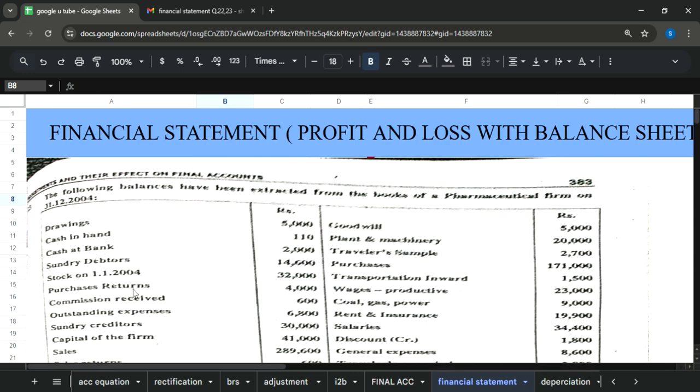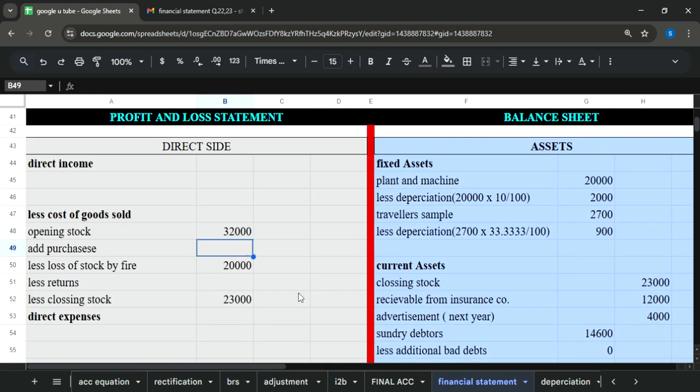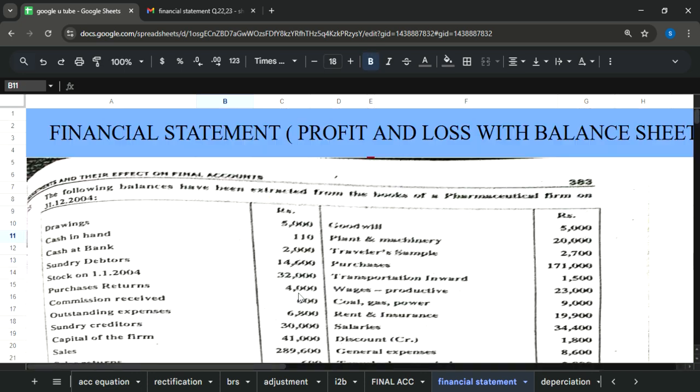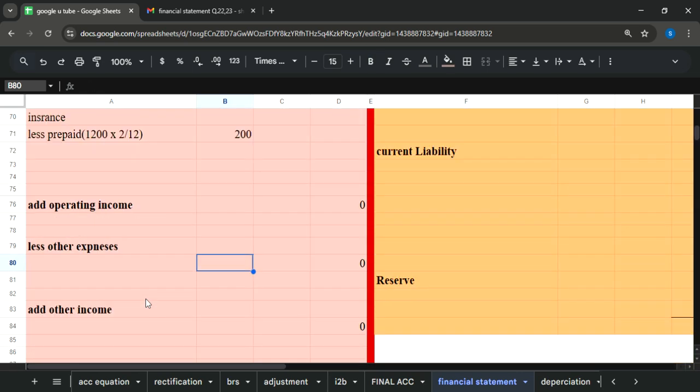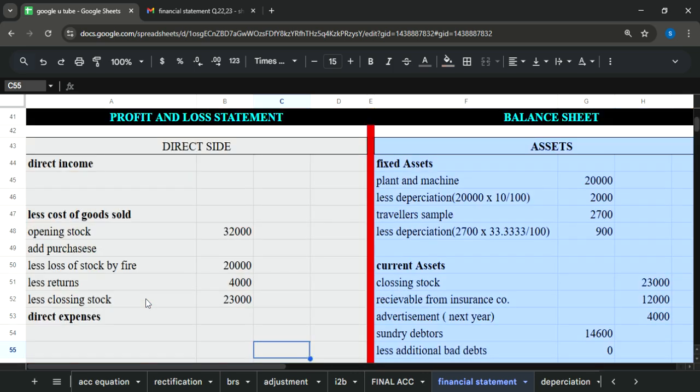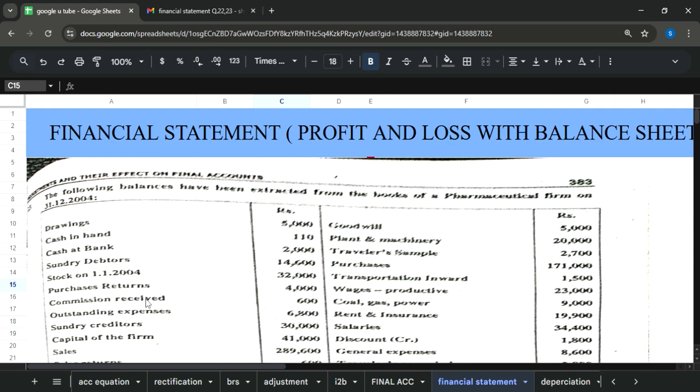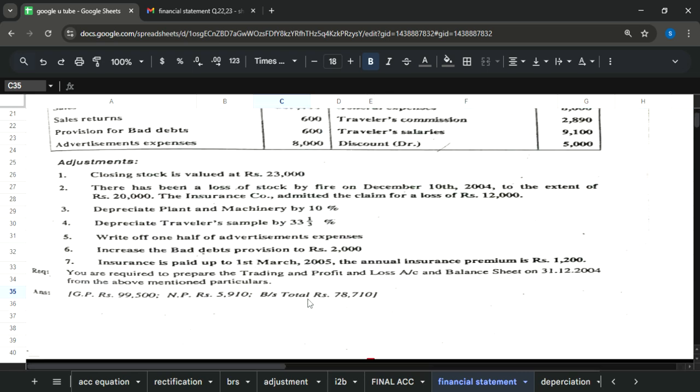Then we got purchase return and that is 4,000. These are your returns, 4,000. After which we have commission received, that is 600. So you will go to the other income side and here you will write commission. Since it is present on the income side, we will understand indirectly that it's commission received. The amount of which is 600.